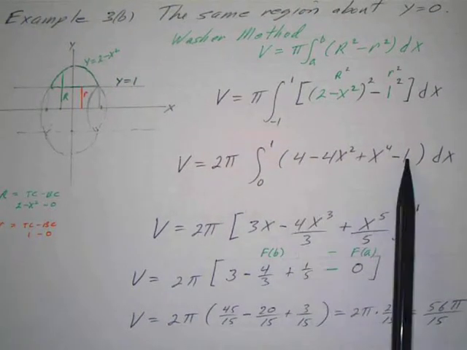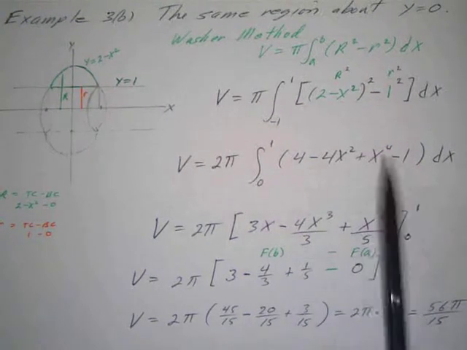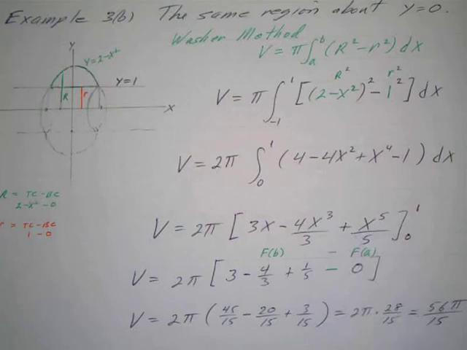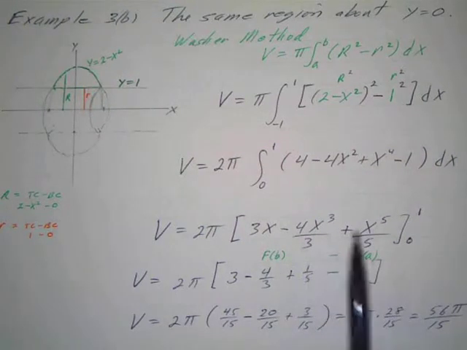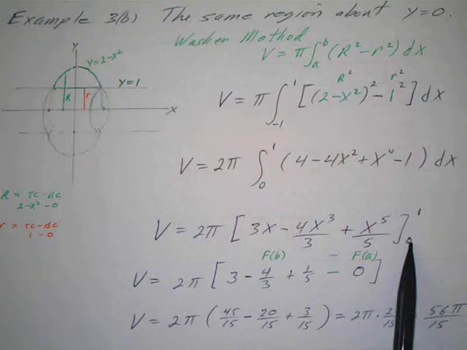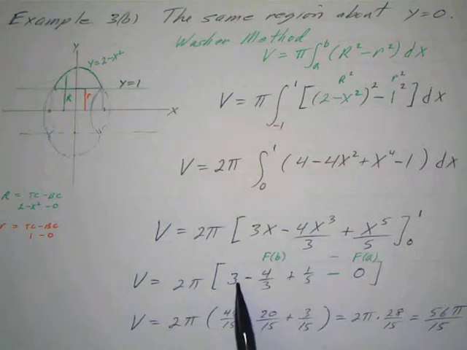So what's 4 minus 1? 3, and the antiderivative of 3 is 3x, and this is going to be 4x cubed over 3, and this is x to the 5th over 5 again. And again, look what happens with the 0. Each term has a factor of x, so the 0 part goes away. So my f of a is 0. My f of b is this all evaluated at 1. So that's going to be 3 times 1, 4/3, 1/5, minus 0.